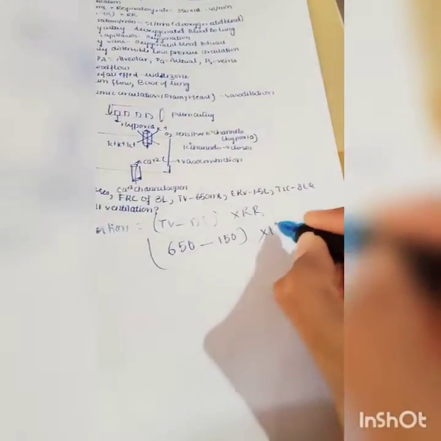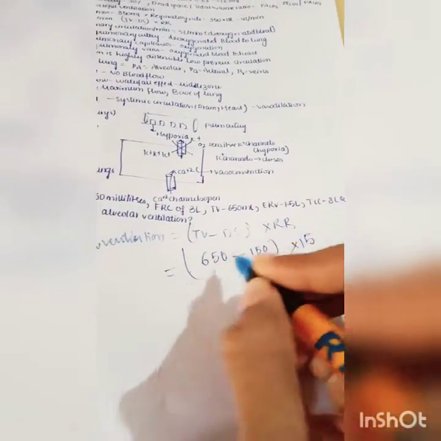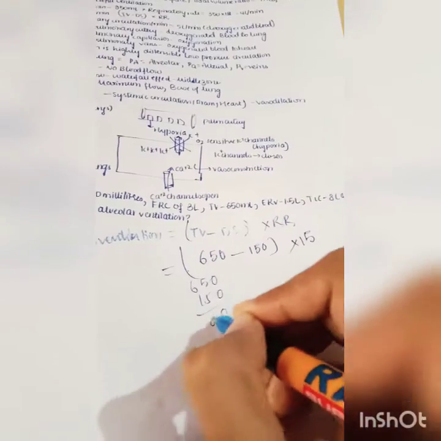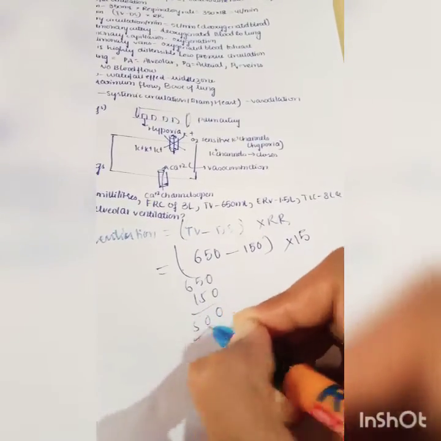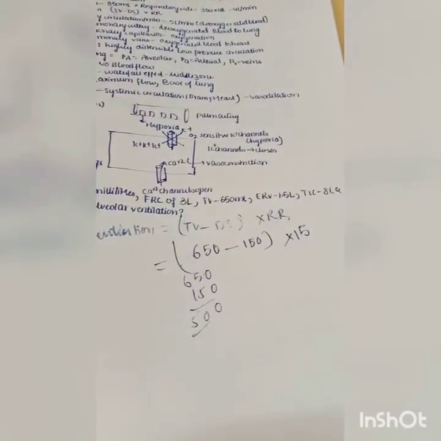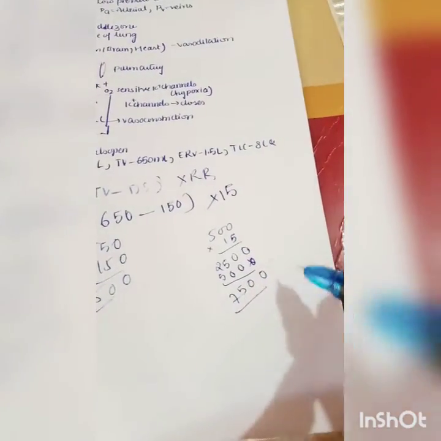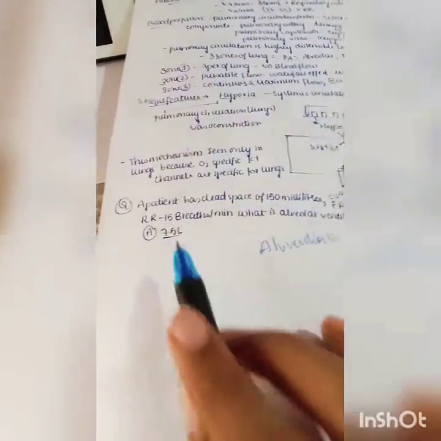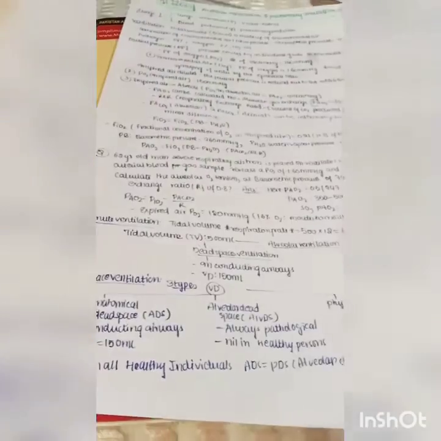What is the respiratory rate they have given? 15 breaths. So if we solve this, 650 minus 150, we know it's 500. So 500 into 15. I calculated it for ease, so you can see 7,500. This is in milliliters, right? We need to convert into liters. So converting into liters, we get 7.5 liters. So like this, we need to calculate the sums if we get them in our questions.